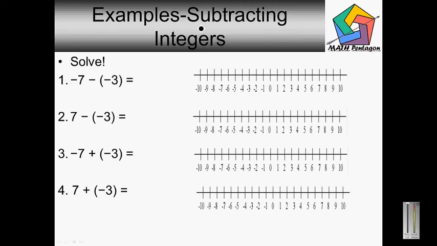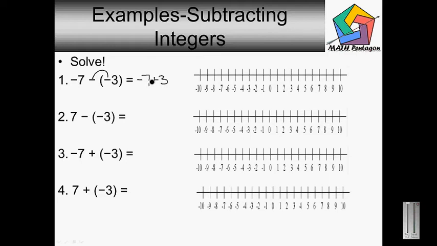Okay, let's do a few examples on subtracting integers. So our first problem is asking us to solve -7 minus -3. Okay, here's the trick. We want to distribute this minus sign and times it with this -3. So a negative and minus and the negative here would turn into a positive. So it would be -7 plus 3.